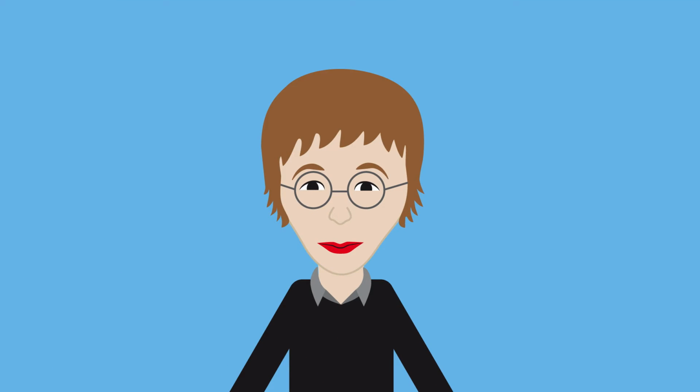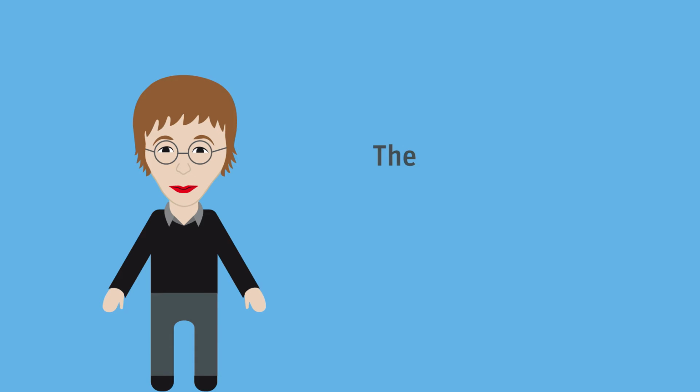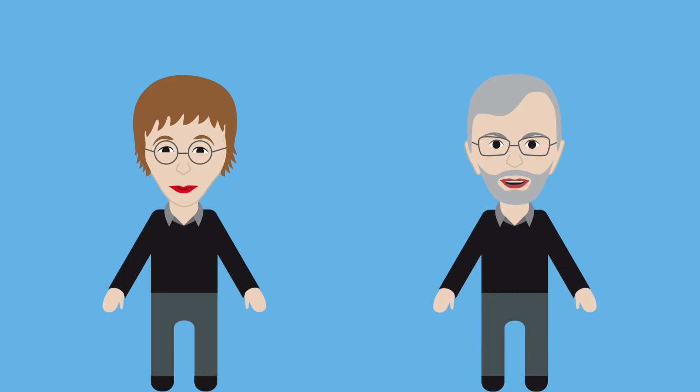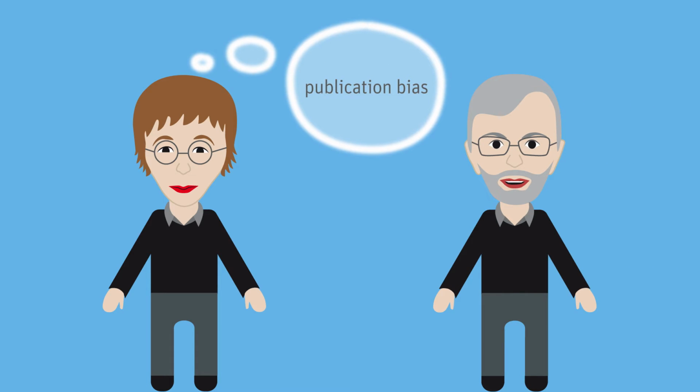This is Julia. She is a research associate at TU Berlin's School of Economics and Management. She is preparing a systematic literature review on the role of partner networks in supply chains. Her professor recently mentioned publication bias in this context.